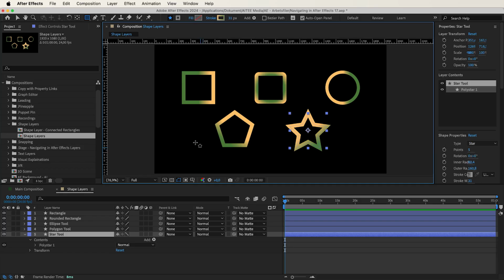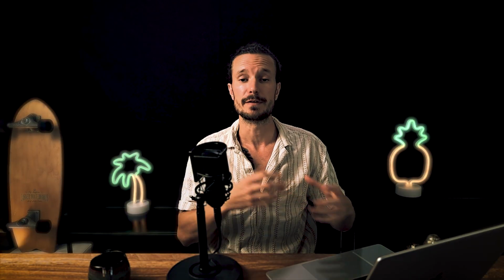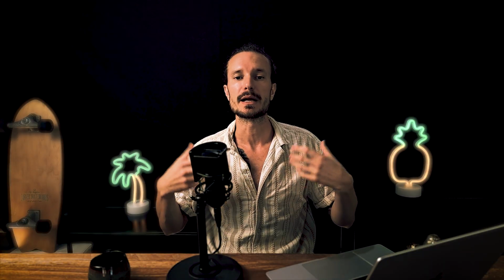To scale it proportionally or evenly, hold Shift at the same time when you're dragging it out. Shape layers, just like text layers inside After Effects, are vector graphics, and that means that they are mathematical, so no matter how much you scale them up or shrink them down, they will always maintain the same details and the same good quality.